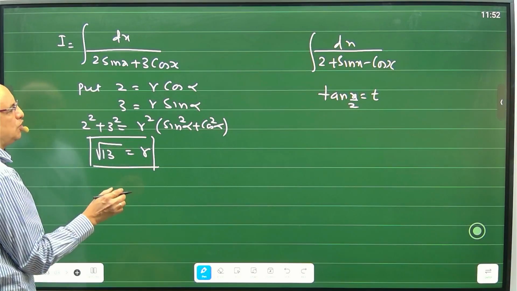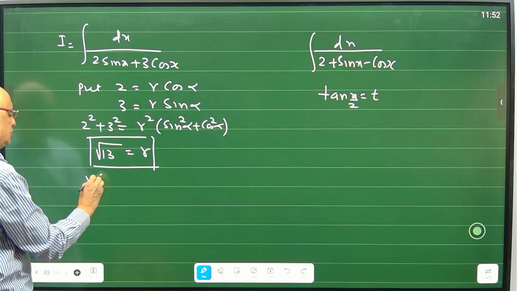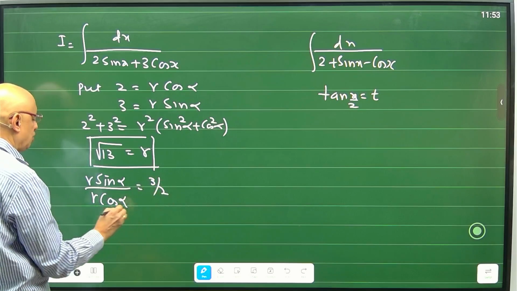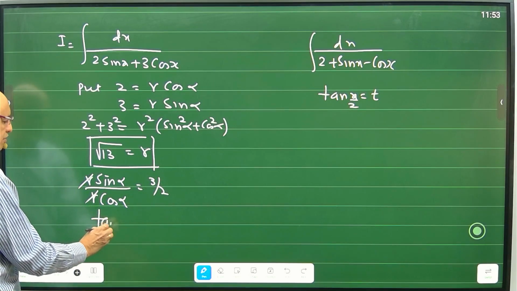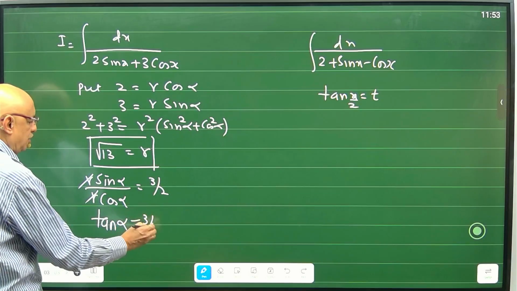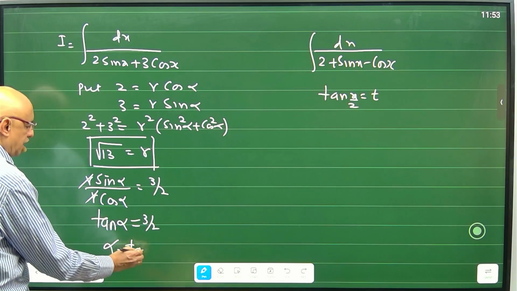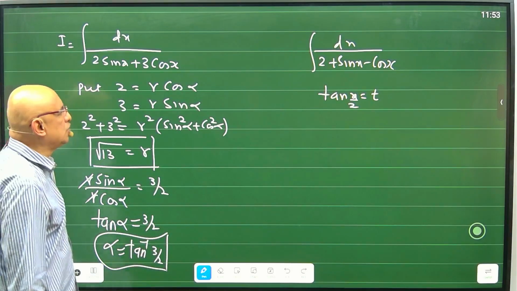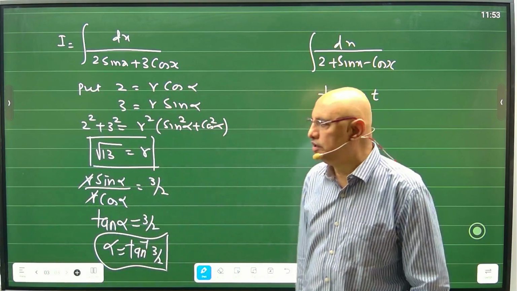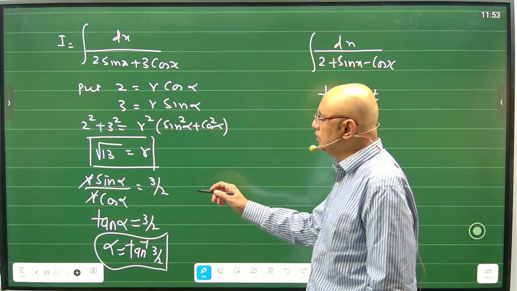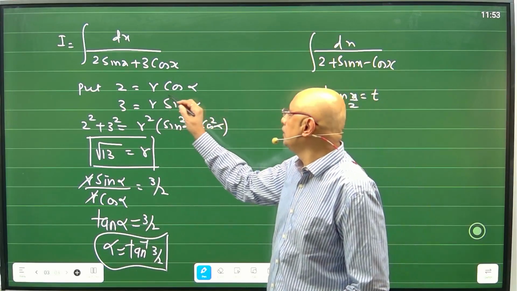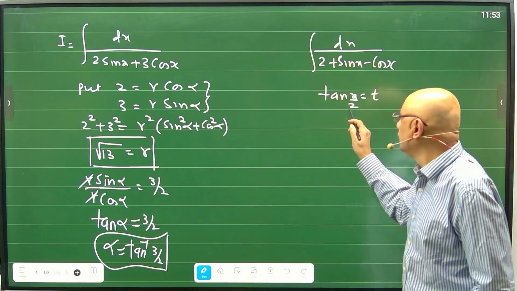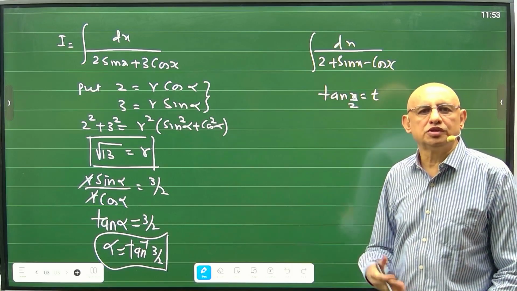Then immediately I'll find the value of alpha by dividing these two equations. R sin alpha divided by r cos alpha equals 3 by 2. R gets cancelled, so I get sin by cos, which is tan alpha, equals 3 by 2. Alpha becomes tan inverse of 3 by 2. By this process, I could get the values of r and alpha. The beauty of this problem is I am going to substitute this not for integration but for simplification. Whereas there, tan x by 2 was to be substituted for integration.